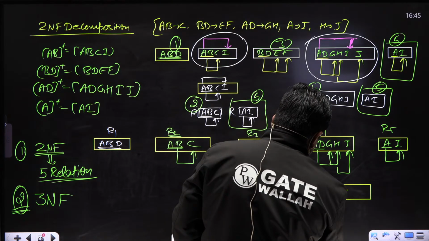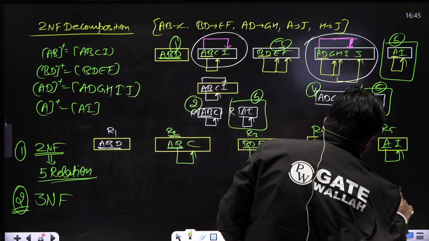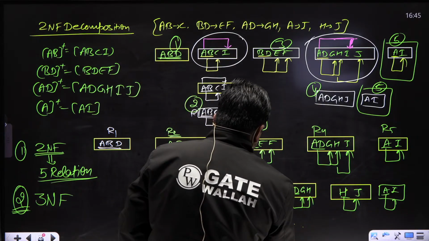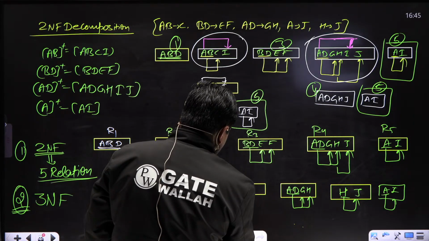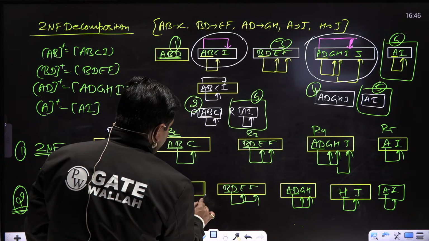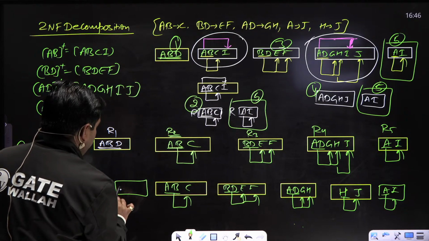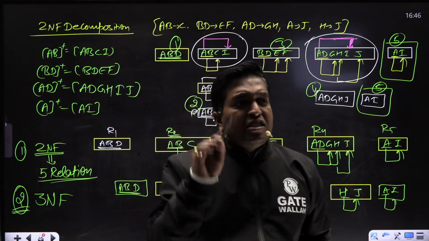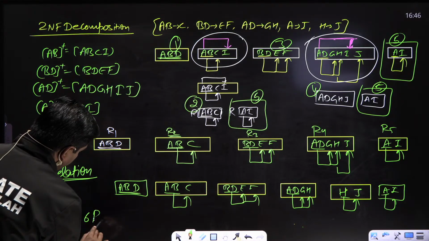AD tends to GH and H tends to J. Clear? 6 tables are required, and lossless and dependency preserving also. Clear everyone? And for a BCNF, BCNF also works with 6 tables. Each and every one crystal clear? 6 tables are required for a 3NF, and this relation is also in BCNF.